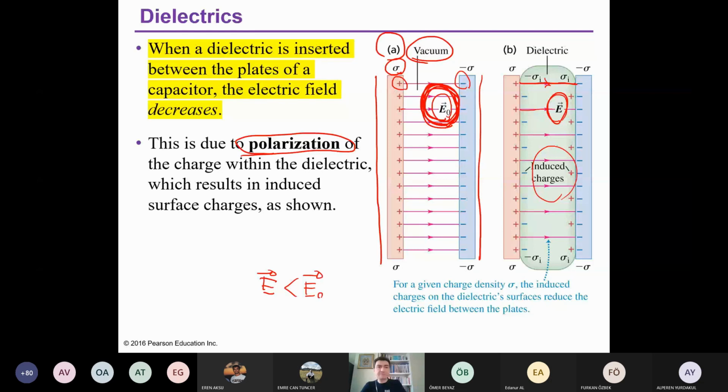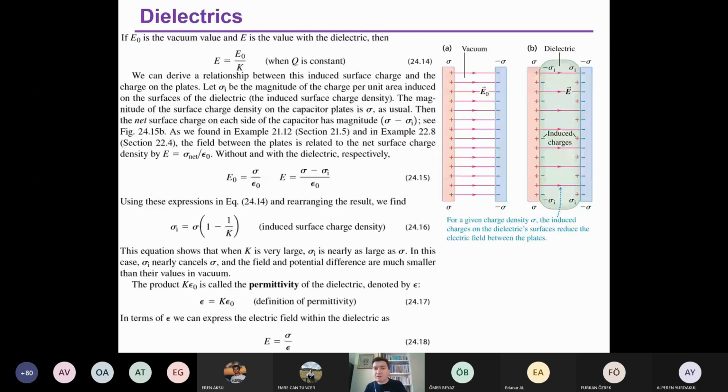Any question here? Then what about the relation between the electric field when we have vacuum within the plates and the electric field when we have a dielectric material between the plates? This is the relation. The electric field when we have a dielectric material between the conducting plates is given by this expression: the initial electric field E0, when we have vacuum within the plates, over K. This is valid when Q is constant. What is Q? The charge here, okay? Q is the constant charge of the capacitor.